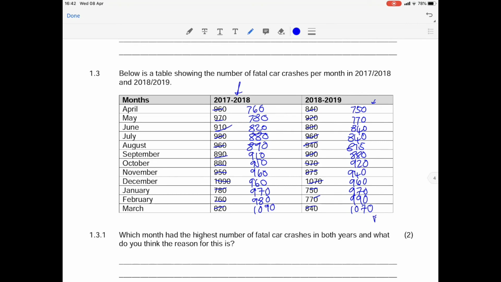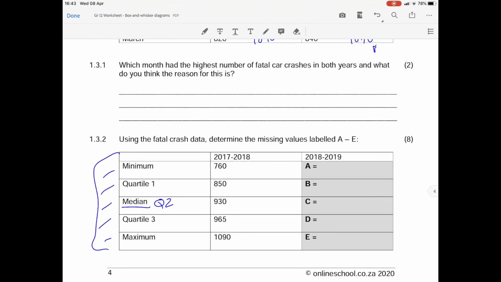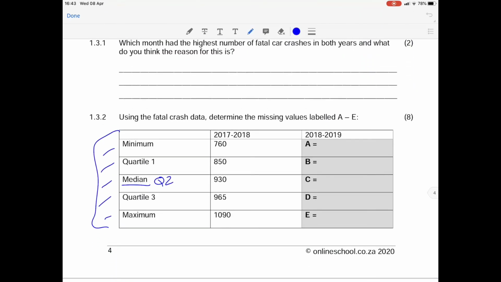But just please take note, I have just used the rows in this table as a guideline. Note that this value here of 760 does not correspond to April. In fact, that value of 760 corresponds to February. I've just written these numbers in the table for the case of showing it to you here. So let's get down to the question.